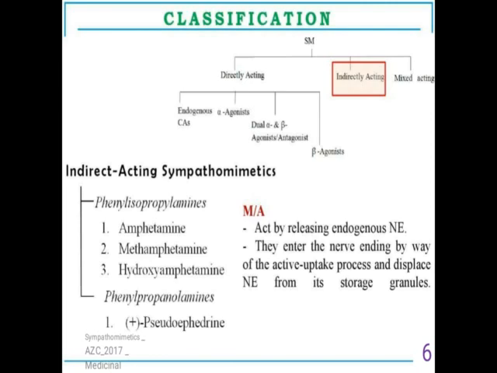Then the next part of the sympathomimetic drugs, that is the indirectly acting. In the indirectly acting, there are three drugs: amphetamine, methamphetamine, and hydroxyamphetamine. These come under the phenylisopropylamine class. Another class is the phenylpropanolamine, that is pseudoephedrine. So there are four drugs. One class is phenylisopropylamine: amphetamine, methamphetamine, and hydroxyamphetamine.